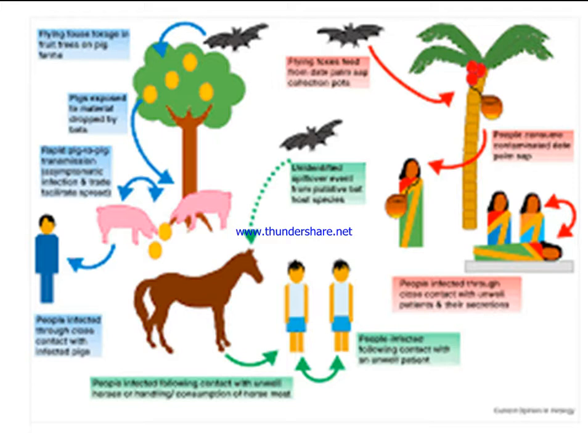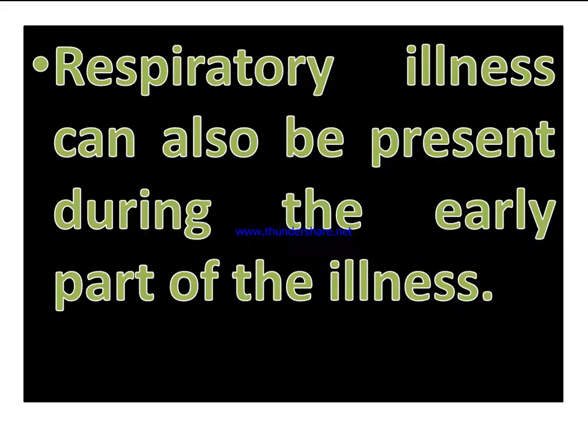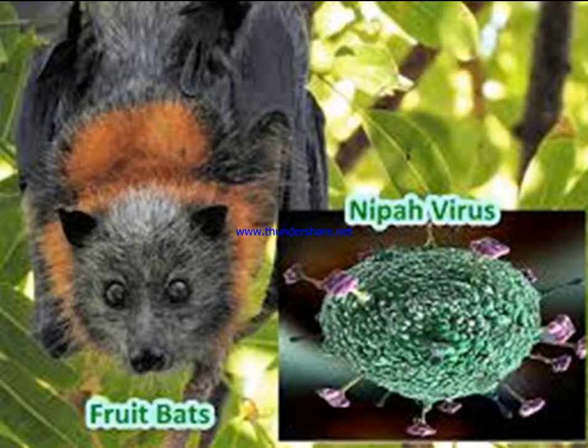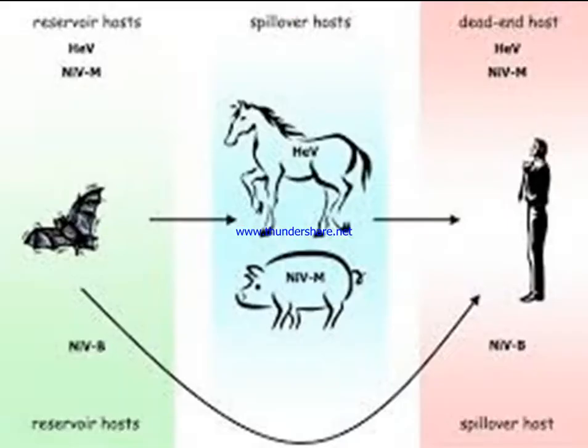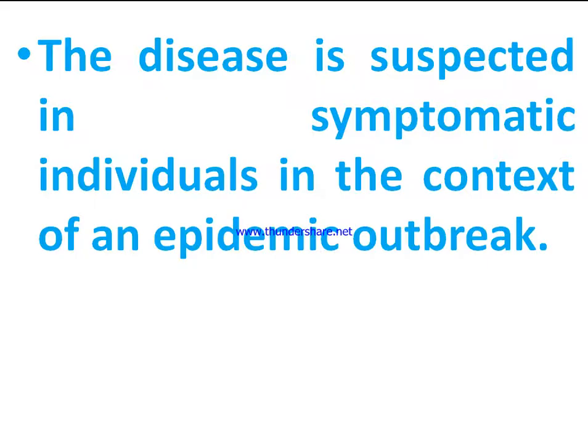Respiratory illness can also be present during the early part of the illness. Nipah patients who have breathing difficulty are more likely than those without respiratory illness to transmit the virus. So Nipah virus spreads from animals to humans through sick pigs and bats. The disease is suspected in a symptomatic individual in the context of an epidemic outbreak.